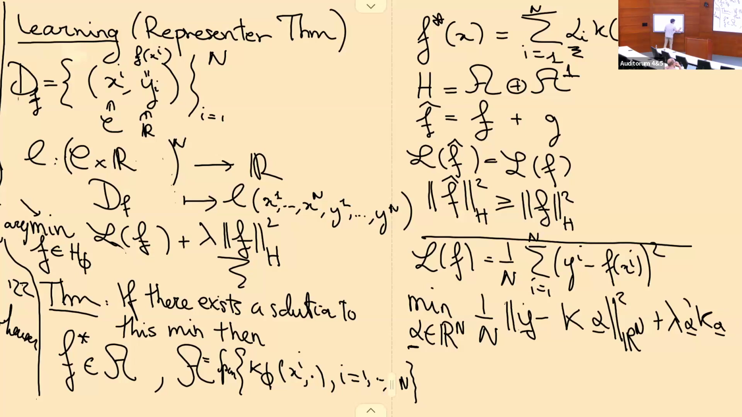Where K here is just the matrix of kernel evaluations, right? This is the Gram matrix, K_ij is k(xi, xj). So you turn this optimization over the RKHS into an optimization over the parameters, the linear parameters of your function, and this is a finite dimensional quadratic optimization problem that you can solve exactly, right? You have an inverse and you have a formula for it.